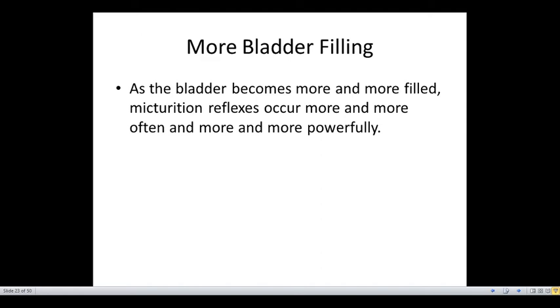As the bladder becomes more and more filled, micturition reflexes occur more and more often and more powerfully.